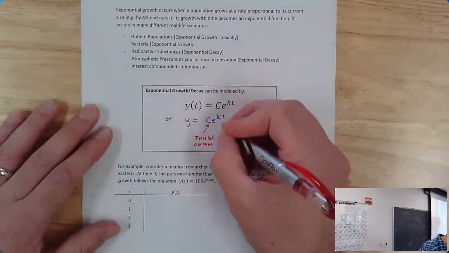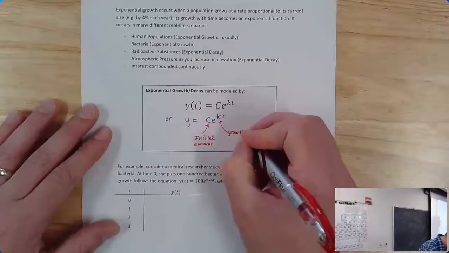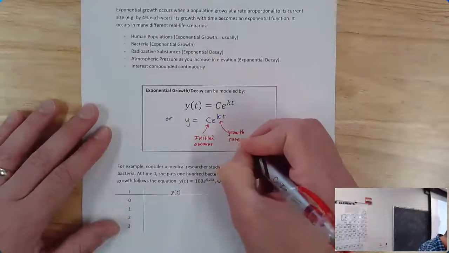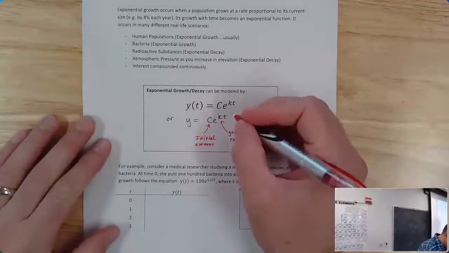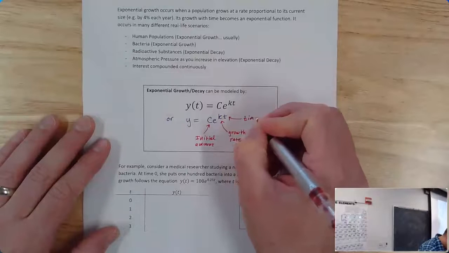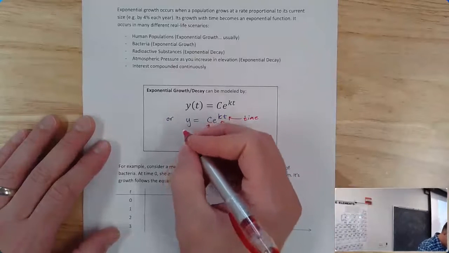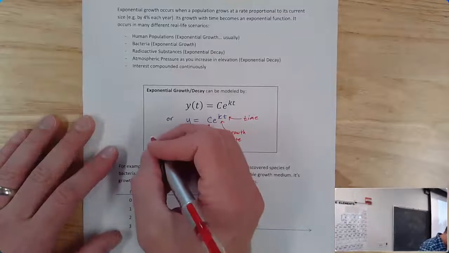K is what's called the growth rate. Now, we are going to have to be a little bit careful about K, because for example, if you said the population was increasing by 4% each year, K isn't actually going to be 0.04. There's a more complicated calculation after you figure out what K is. And then, of course, as is typical, T is time. And then Y, of course, is the amount of stuff you have after T amount of time.